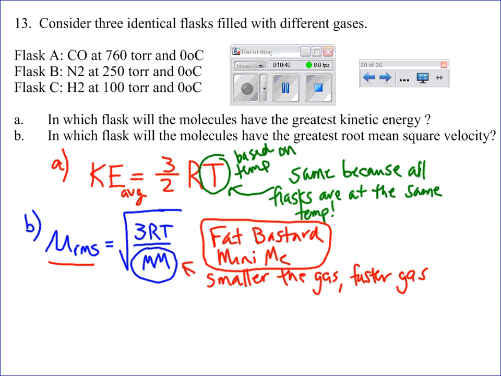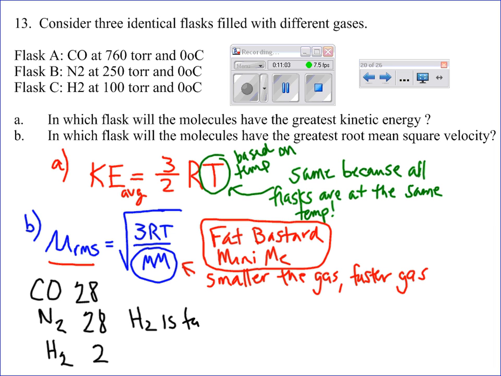So with that being said, let's take a look at the examples. On the AP, I would go so far as to write the molar mass down of all three of these. So we know this one is 28, what's 16 and 12? Oh, that's 28 too. And this one's about 2, right? So what's your answer? H2 is fastest. Again, point to your equation because it has the smallest molar mass.